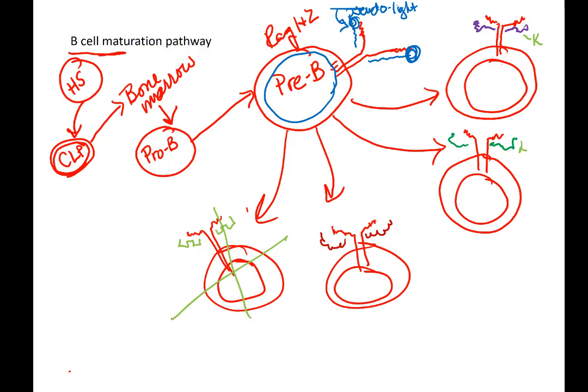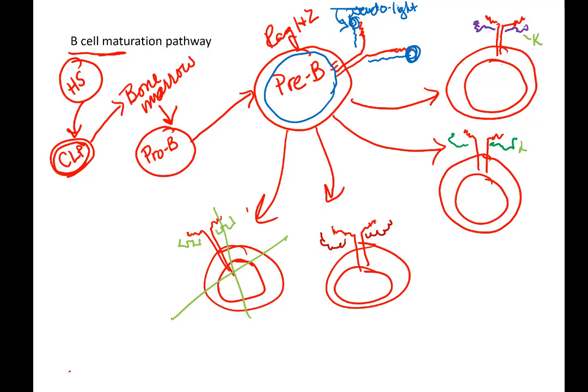Remember, you have mom and dad. There's a lambda chromosome, a lambda chromosome. We rearranged this one, didn't work. We rearranged this one unsuccessfully, didn't work. We have no light chains left to rearrange. There is not a functional B cell here, so we will delete it. But we have 3 functional B cells that did successfully rearrange light chains.